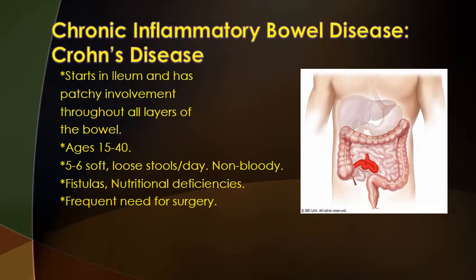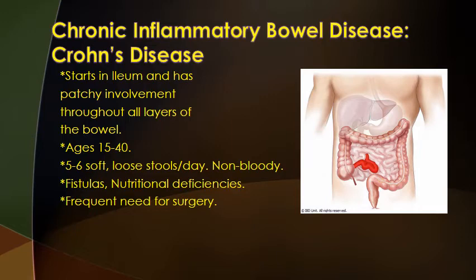Compare that to the Crohn's disease patient, and I've included a diagram there that emphasizes in red where the ileum is located, because this disease starts in the ileum rather than in the rectum. And it has more of a patchy involvement throughout all layers and areas of the bowel. It does not have a steady progression like ulcerative colitis does. You can have healthy bowel in between unhealthy bowel areas.